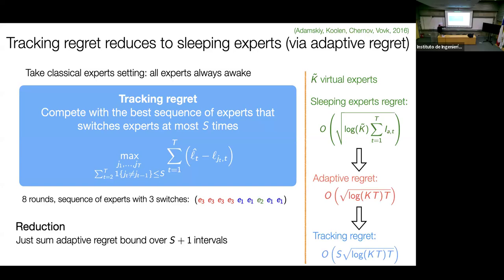So sorry, it should be S plus 1. Should be S plus 1. Because if you had 0 switches, you're not going to have 0 regret, right? You're still competing with the best expert.